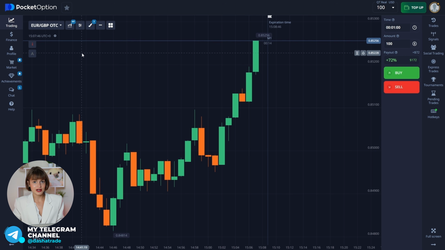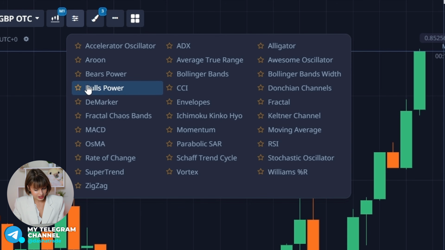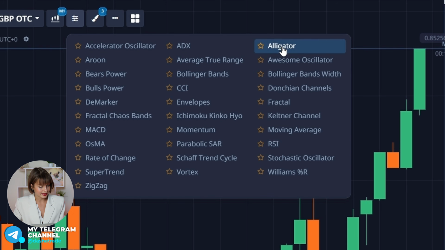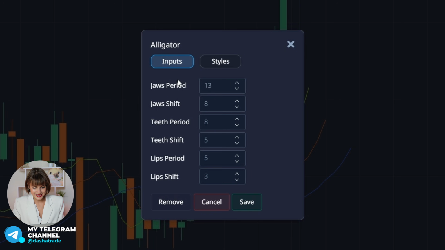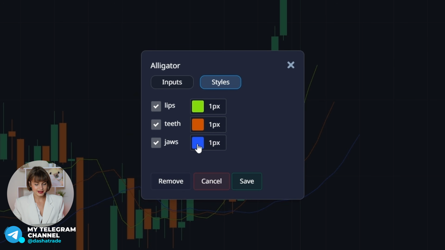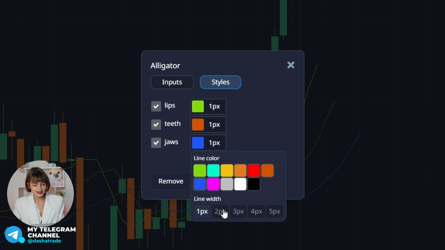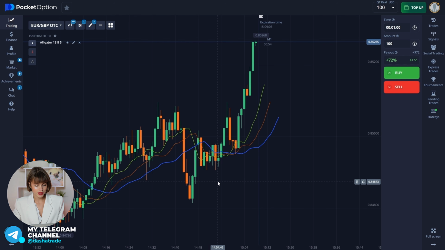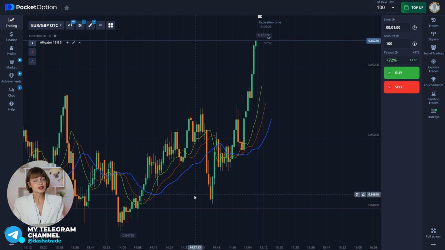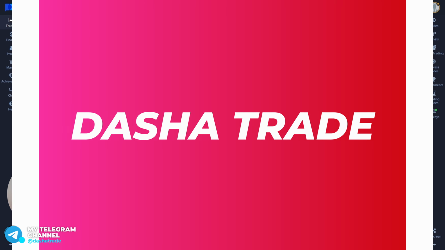Now let's add the indicator on the chart. Go to indicator section and select the indicator called Alligator. But that's not all yet. We go to indicator settings, go to styles, and add an extra pixel to the last line to make it clearer.